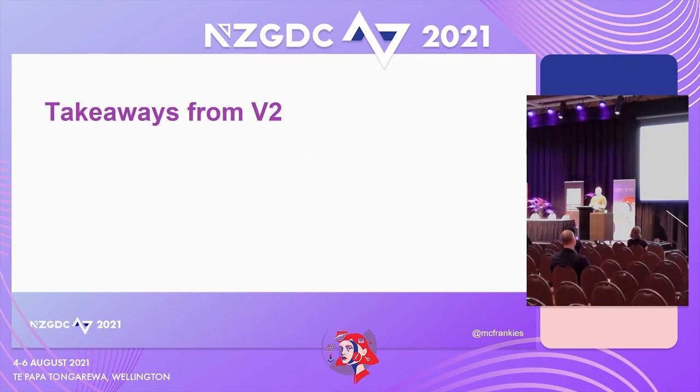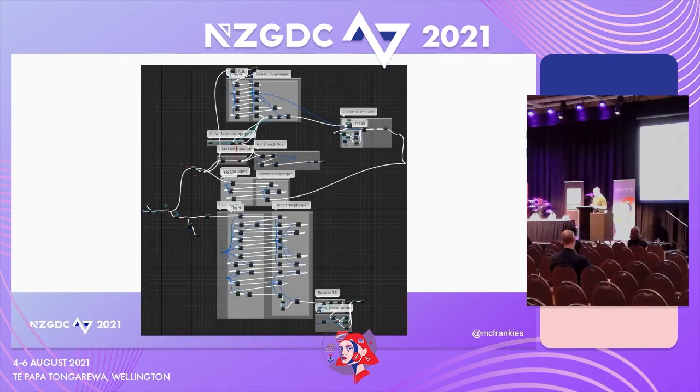So now moving on to some of the takeaways we had from V2. First and foremost, it doesn't scale well. It was really good to build simple conversations, but when it came to larger conversations with multiple checks and branches, they looked something like this. This is an example of a conversation between the player and one NPC. It has about 30 to 40 lines across all of the different branches.